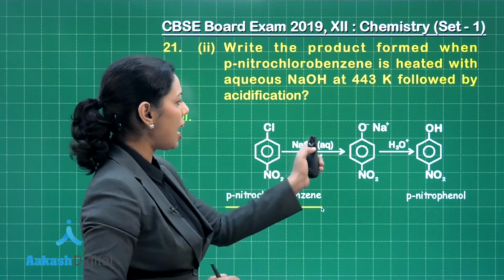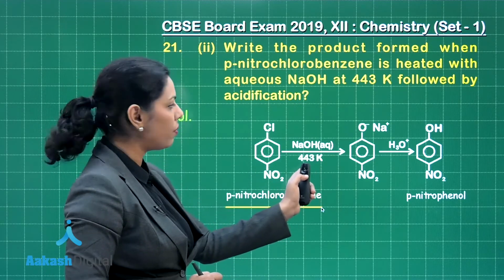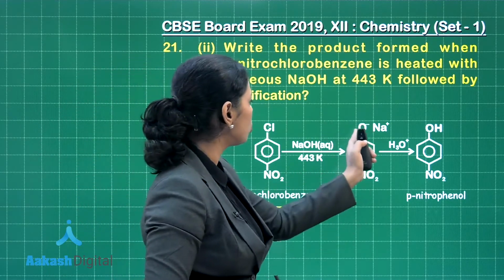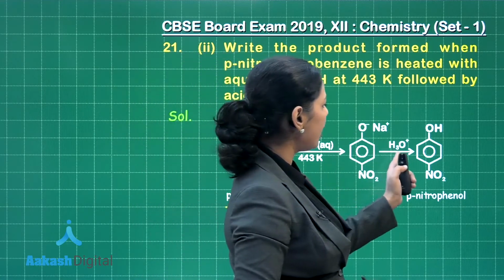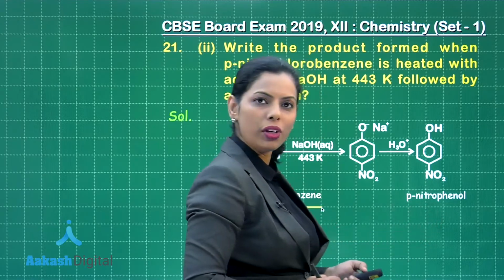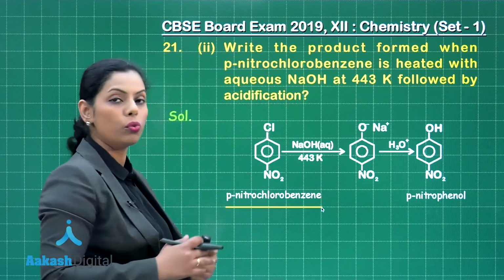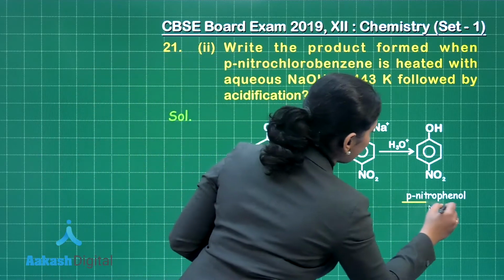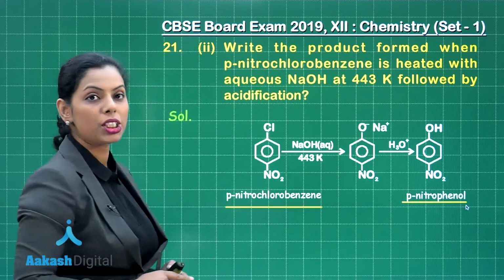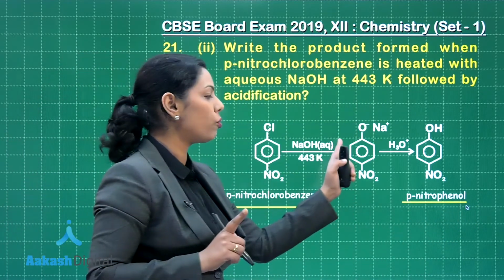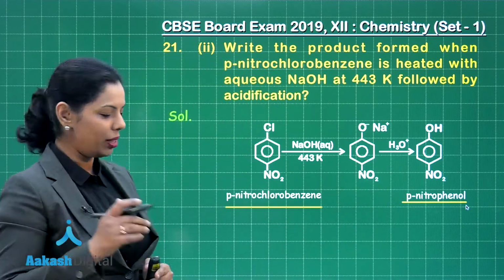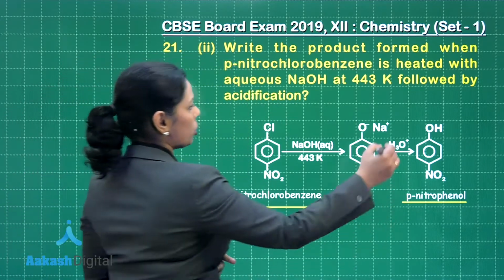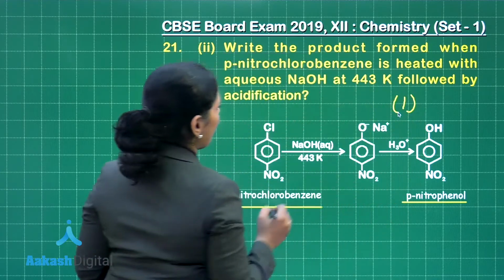Now, it is treated with aqueous NaOH at 443 Kelvin. You will obtain the sodium salt of para-nitrophenol, and further, it is acidified to give you para-nitrophenol. So, the final product that you will obtain here is para-nitrophenol. It is a two-step reaction. It means half mark for the first step and half mark for the second step, so the total marks you are going to obtain here is 1.